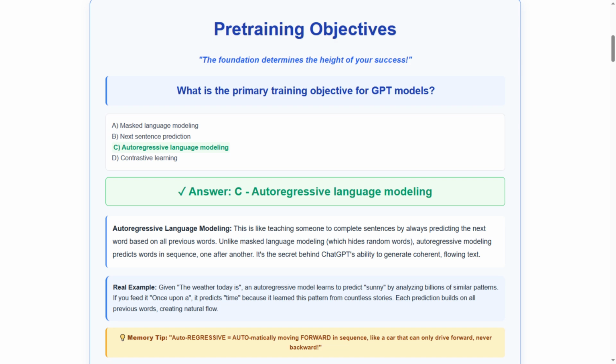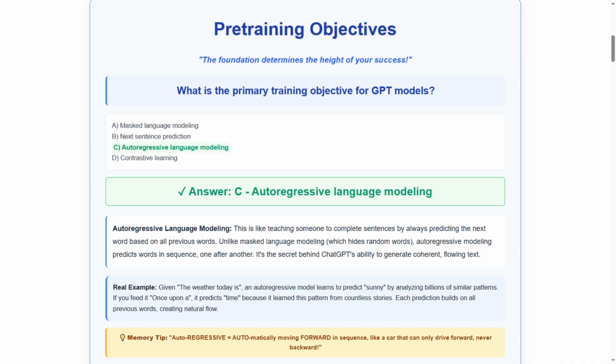What is the primary training objective for GPT models? Is it A. Masked language modeling, B. Next sentence prediction, C. Autoregressive language modeling, or D. Contrastive learning? The correct answer is C.